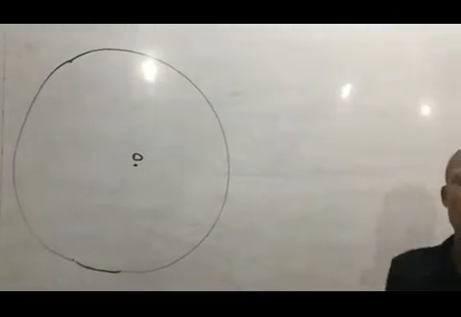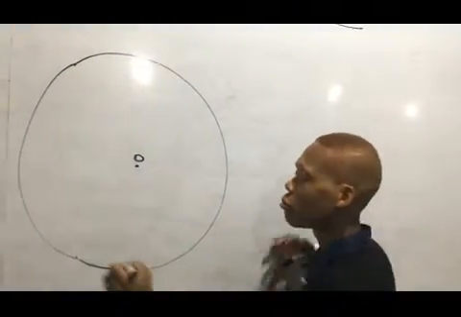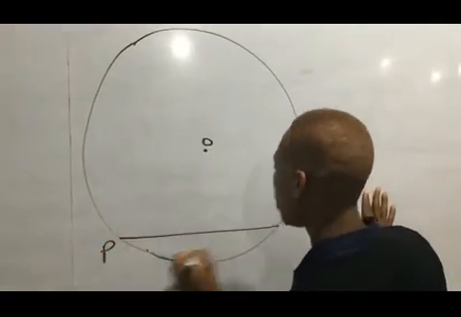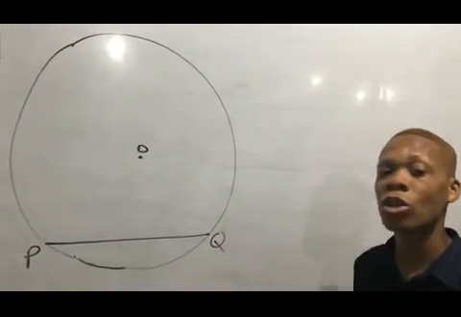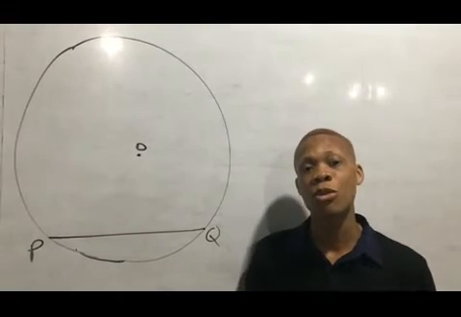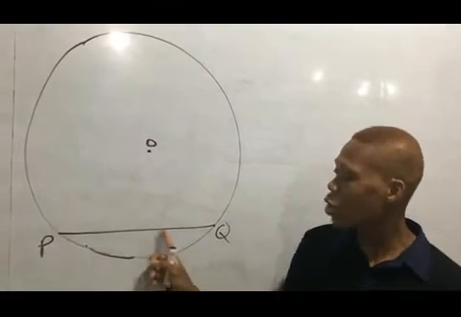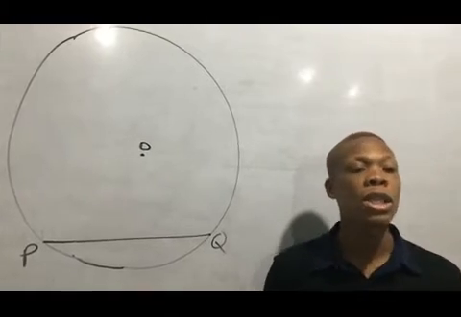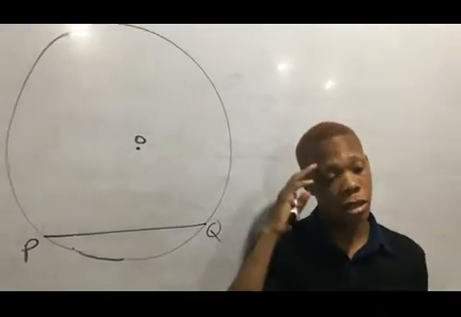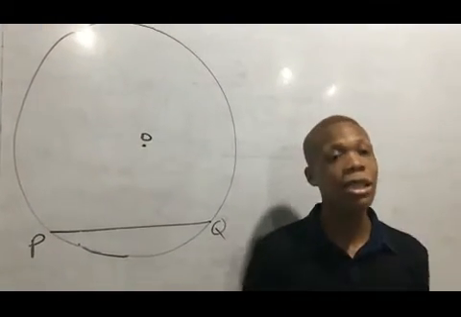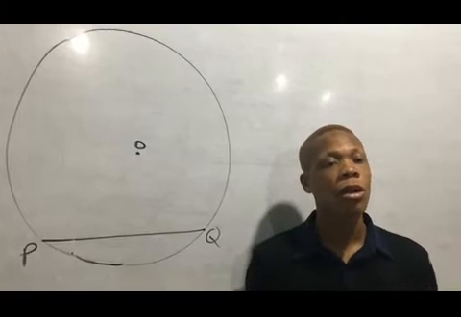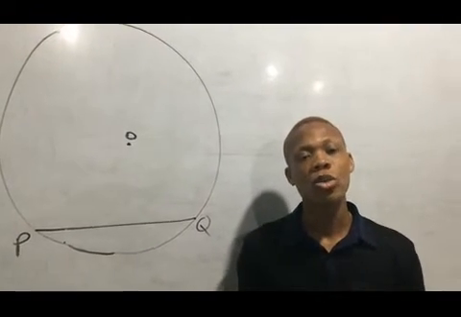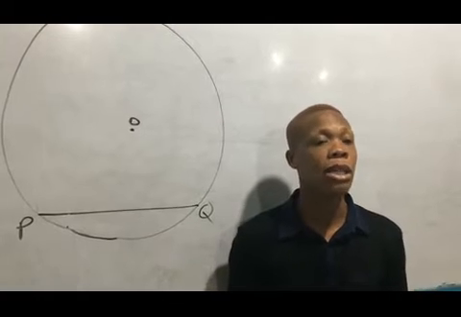and we have a chord in the diagram. Let me call this chord PQ. Now remember, we said a chord joins 2 points on a circle, which we've already explained. So the line joining the point P to the point Q is what we term as the chord. And we said a chord subtends angles at 2 places in a circle. One, I said it can subtend an angle at the center, and 2, it can subtend an angle at the circumference.